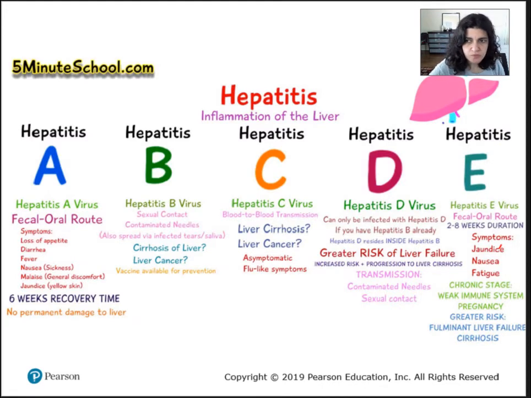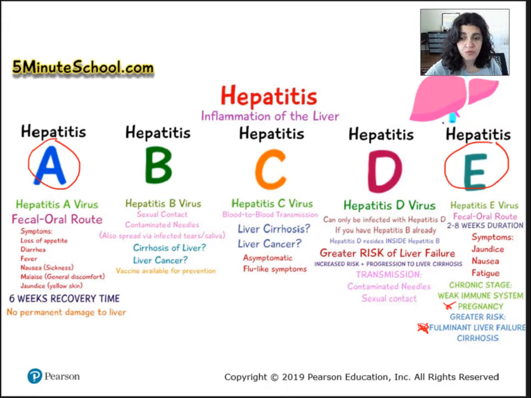So other things that we want to mention here about these types. I like this slide because it's colored, so you can look at different features of the disease too. One thing to note here again, A and E are similar, and E also has risk for pregnant women and risk of cirrhosis. B also has risk of cirrhosis and liver cancer.